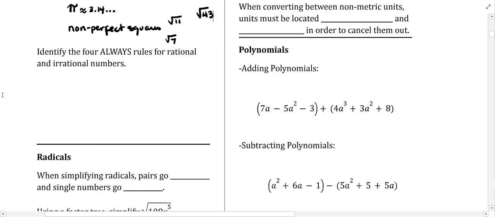Now, the rules for rational and irrational numbers. Well, this can be almost always, right? So if you have rational plus or minus rational, you're going to get rational. If you have irrational plus irrational, okay, you're going to get irrational.